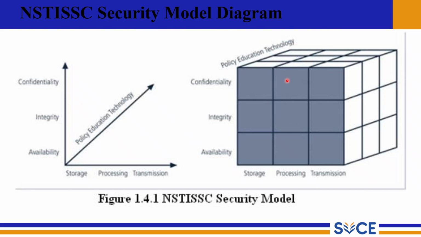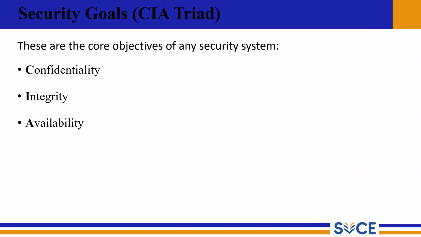So the three dimensions, one for each axis, become a 3 cross 3 cross 3 cube with 27 cells representing areas that must be addressed to secure today's information systems. This creates 27 individual cells, each representing a unique area of security concern. The 3 cross 3 cross 3 cube always stands for 3 security goals, 3 information states, and 3 safeguard categories.